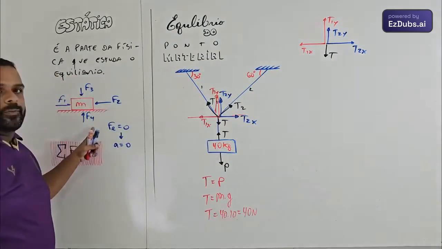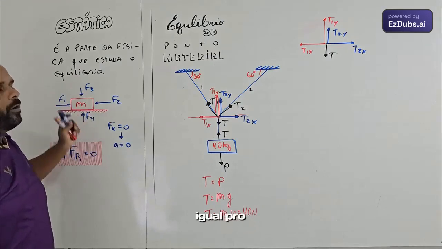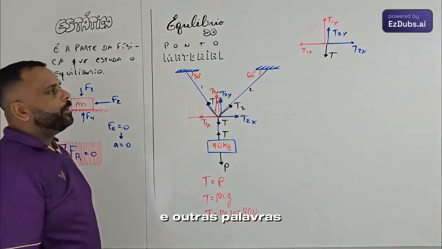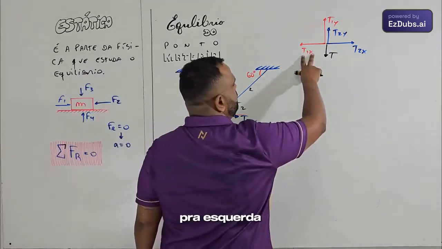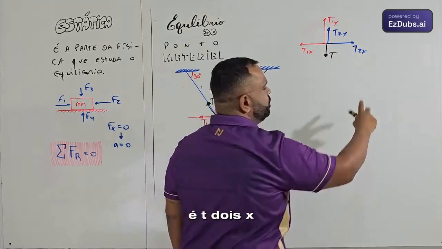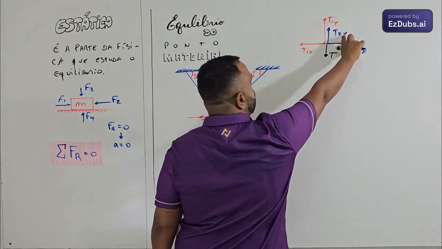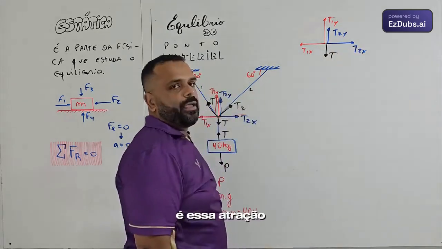Remember balance? Everything up is the same as down. Everything that is to one side is the same to the other. In other words, the one pushing to the left is T1x. The one pushing to the right is T2x. So it's the same as anyone else. Those pushing it up are these Ys here. It's this traction that's pushing you down.